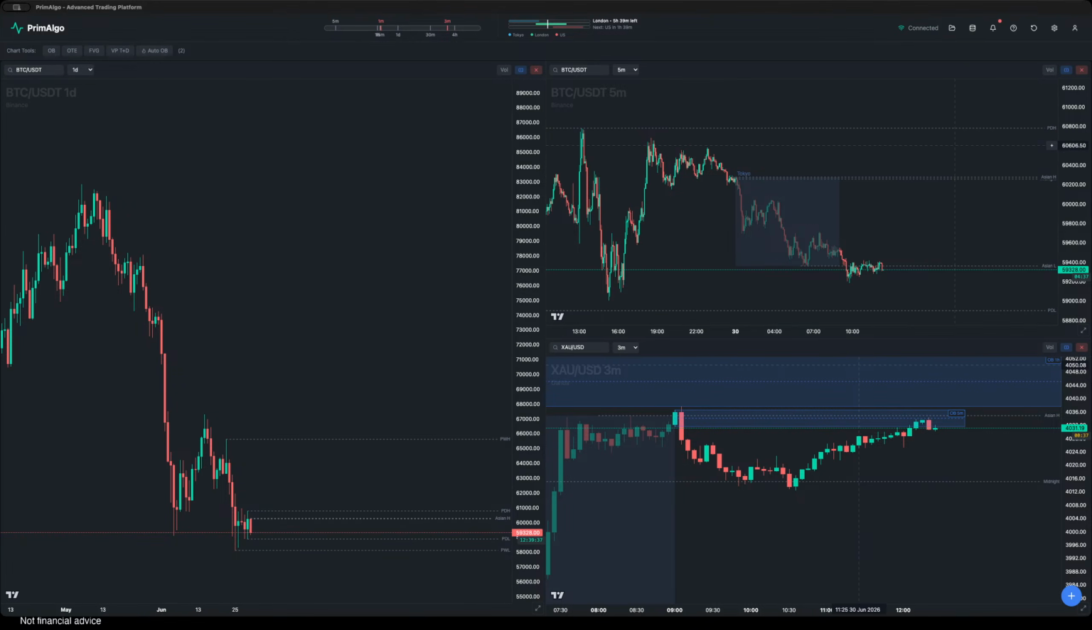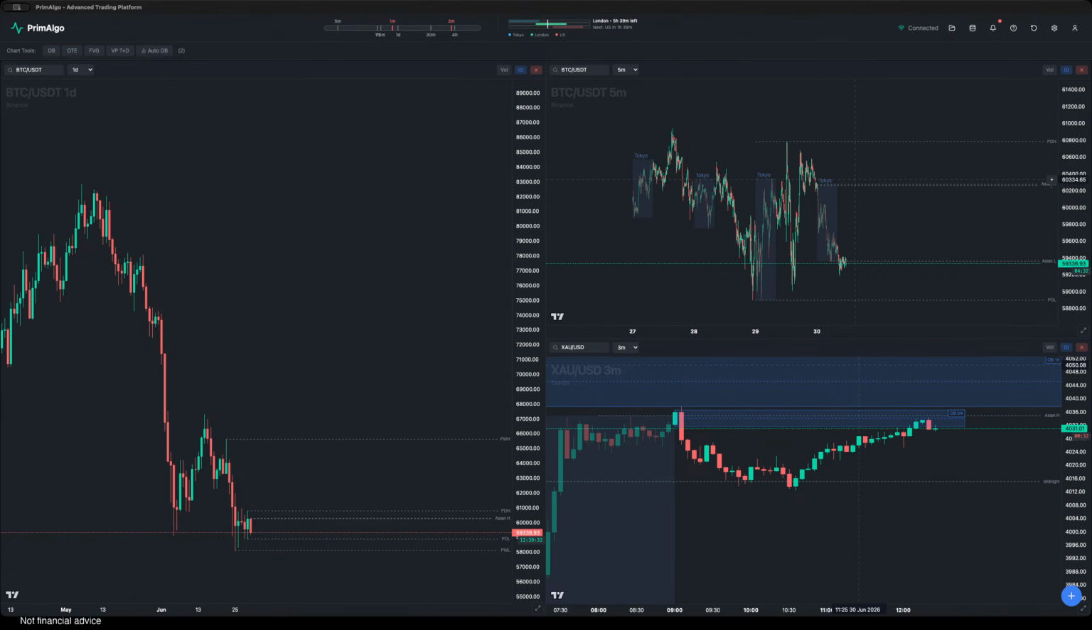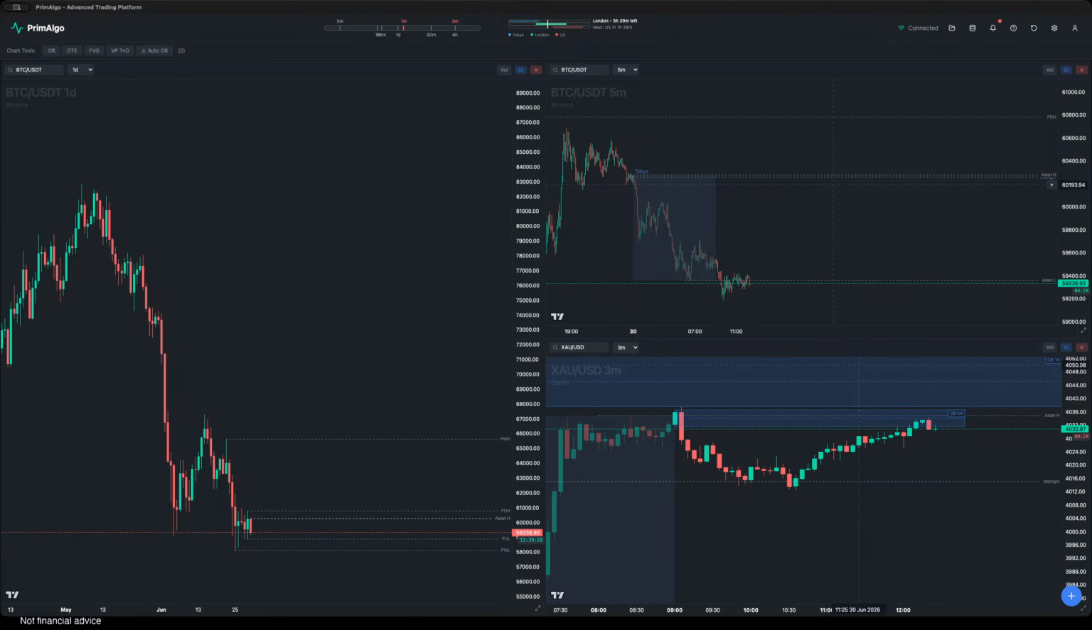Yeah, definitely. If it closes above that, definitely we are in an uptrend, right? And then we will fill the gap to 61.5.